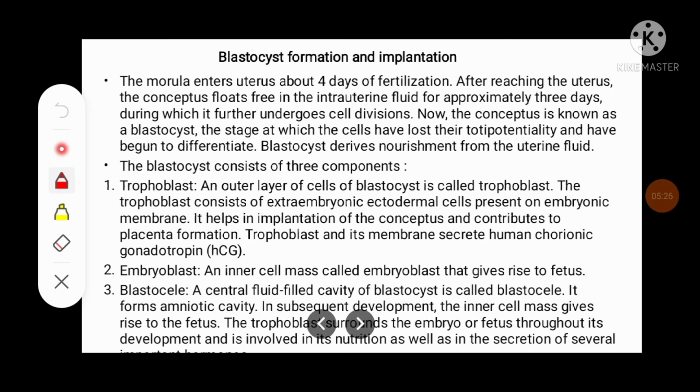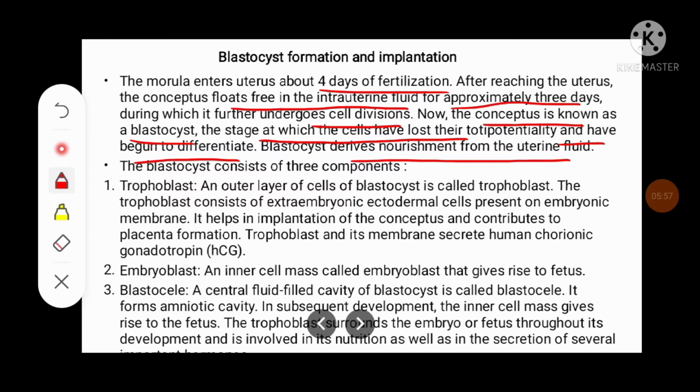Blastocyst formation and implantation. The morula enters the uterus about 4 days after fertilization. After reaching the uterus, the conceptus floats in the free intrauterine fluid for approximately 3 days, during which it further undergoes cell divisions. Now the conceptus is known as a blastocyst, the stage at which the cells have lost their totipotentiality and begin to differentiate. The blastocyst derives nourishment from the uterine fluid.